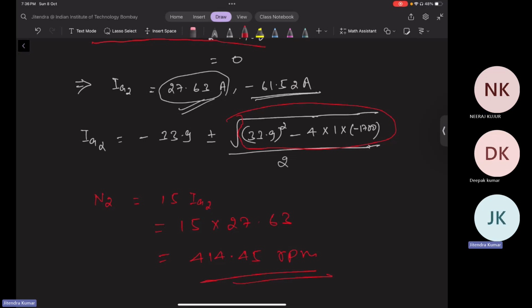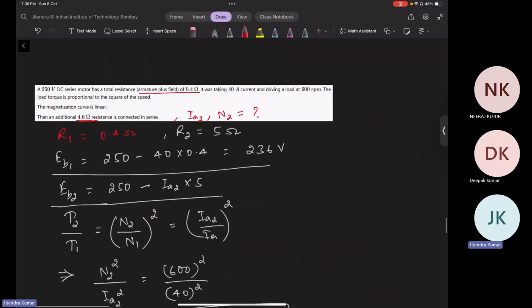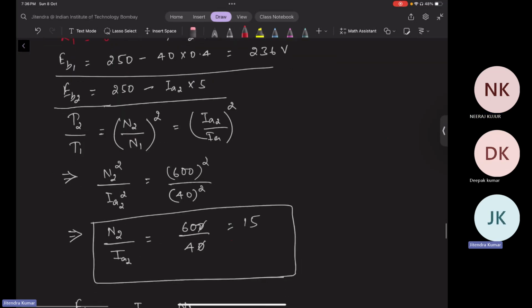So at this speed, the machine will operate when you provide additional resistance in series. Okay. Any final doubt in this particular problem?